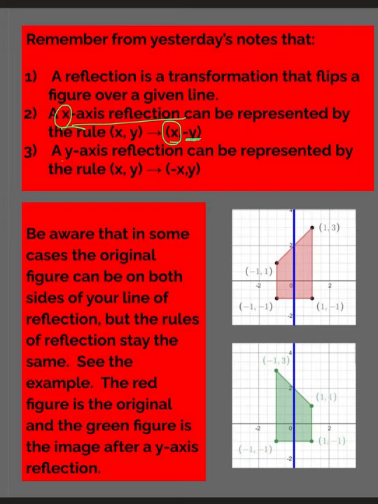So when we did a y-axis reflection, the y-coordinate stayed the same and the x became the opposite. As you can see here, there are some cases where the original figure can be on both sides of your line of reflection. So the rule will stay the same. So you can see over here, here's my original example. Here's my line of reflection, which is the y-axis.